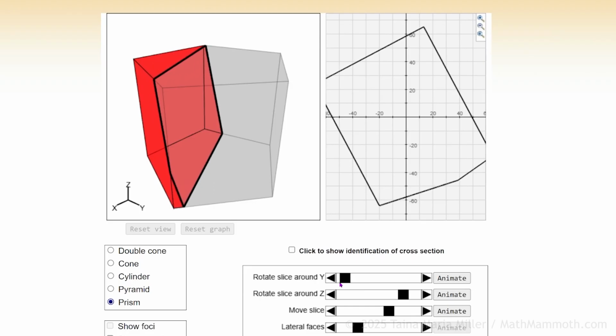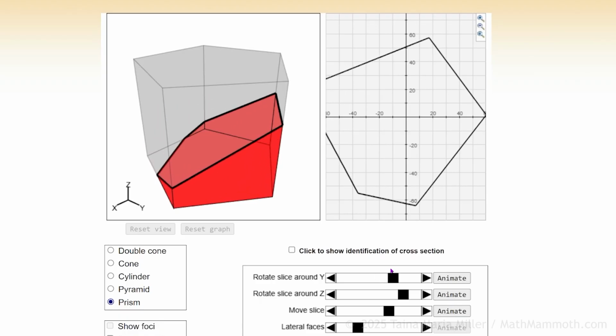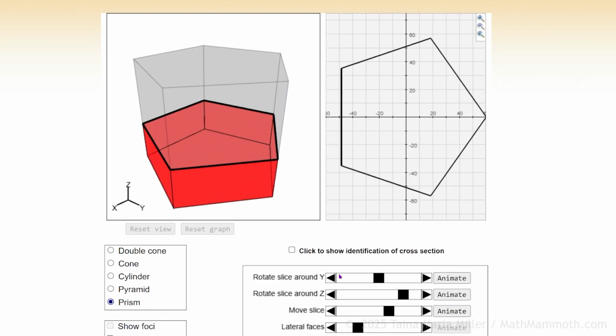The basic idea is just to understand that there's many different possibilities and to understand the basic situation. If you cut this shape with a plane that is parallel to the base, then you get the same shape as the base.